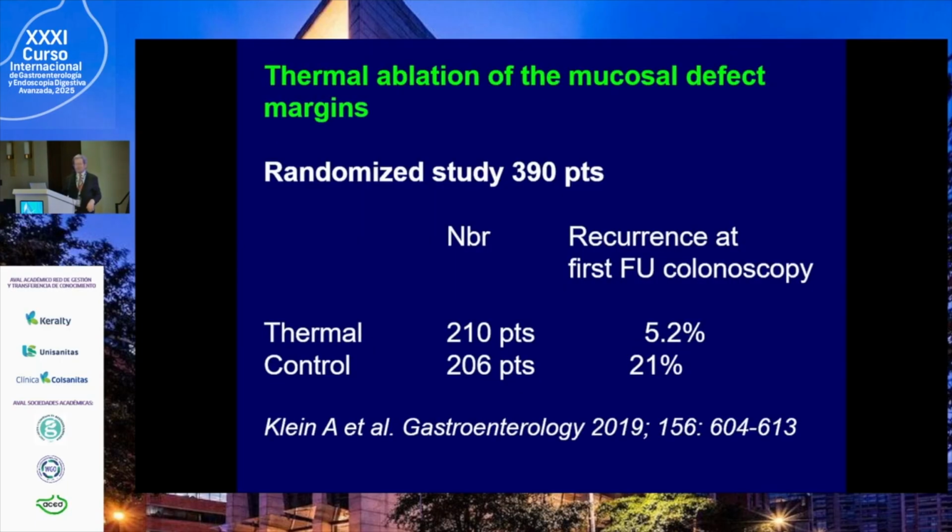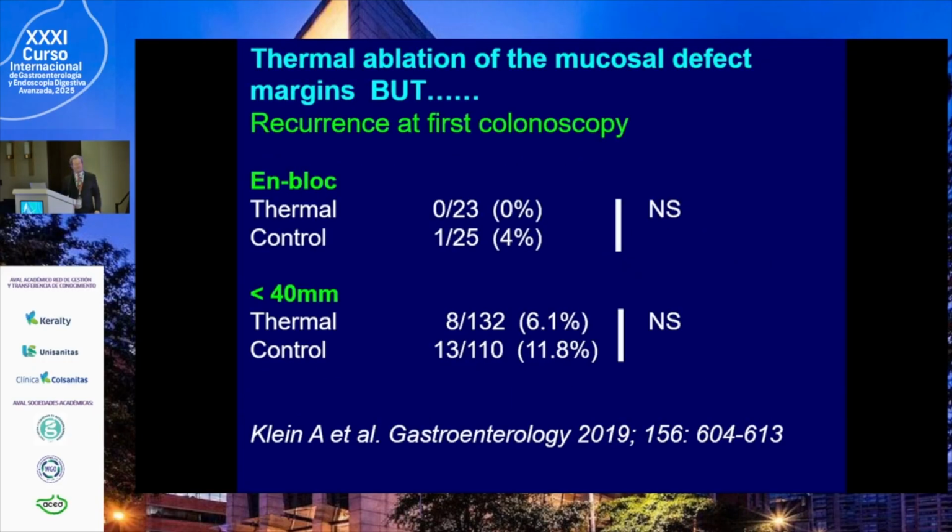And we had some interesting studies, especially this one from Australia, okay? The risk of recurrence is less when you perform thermal ablation of the margins, okay? So always destroy the margin. And recurrence at the first colonoscopy, when you look carefully at lesions less than 40 millimeters, or lesions where you did en bloc resection, finally there is not much difference.